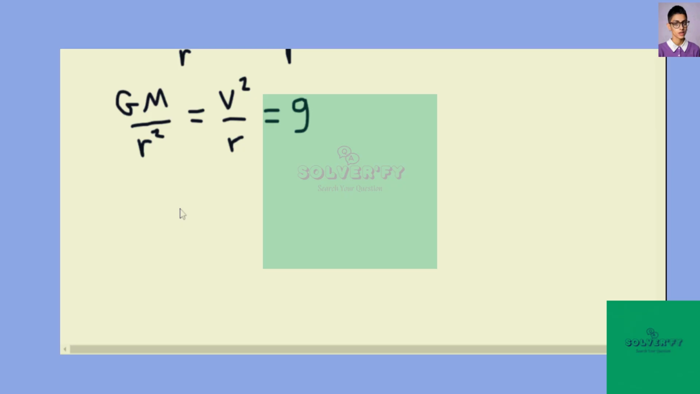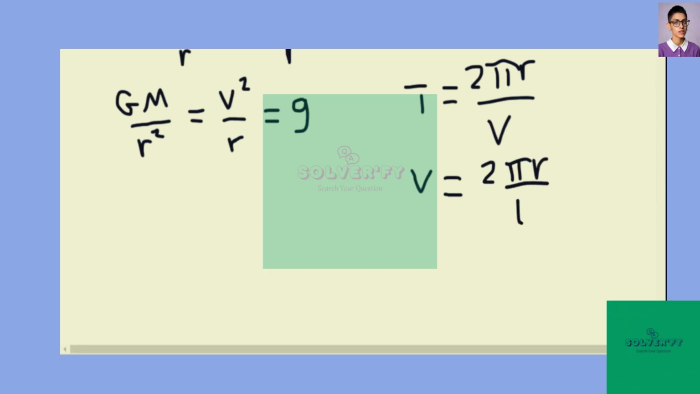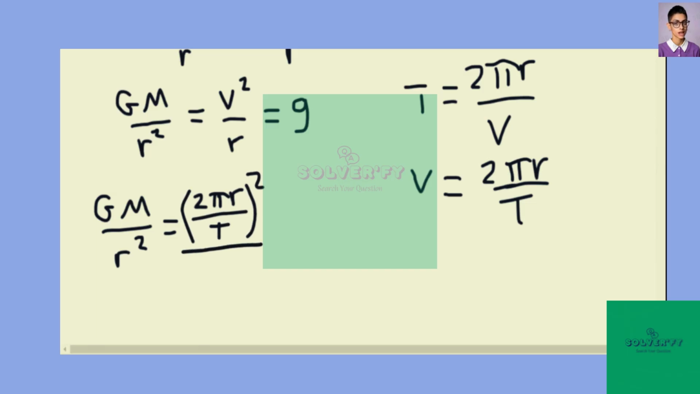Okay, now we know that the period, so here's a fourth equation. We know that the period is 2 pi r over v. So wherever I see v, I can substitute 2 pi r over the period. So now I've got GM over r squared equals 2 pi r over the period, squared, over r, which equals g.